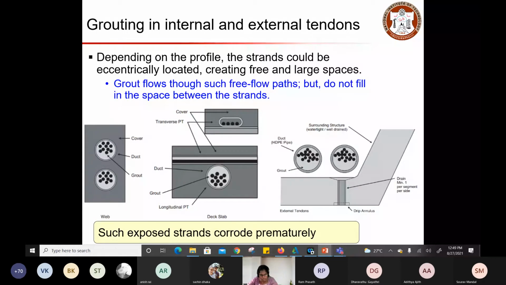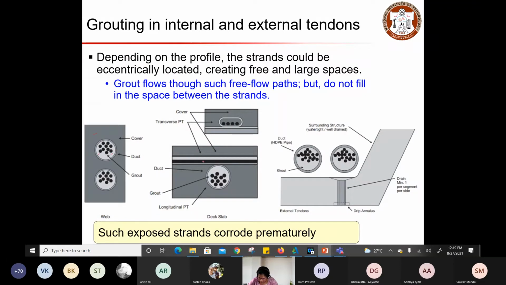When you have such eccentrically located strands, you will have free and large spaces like here. You can see these strands are located at the top, and you have a lot of free space at the bottom. So typically you have your concrete, and then you have your duct here and strands placed. Now what you are going to do is fill the space between the duct and the strand using grout.